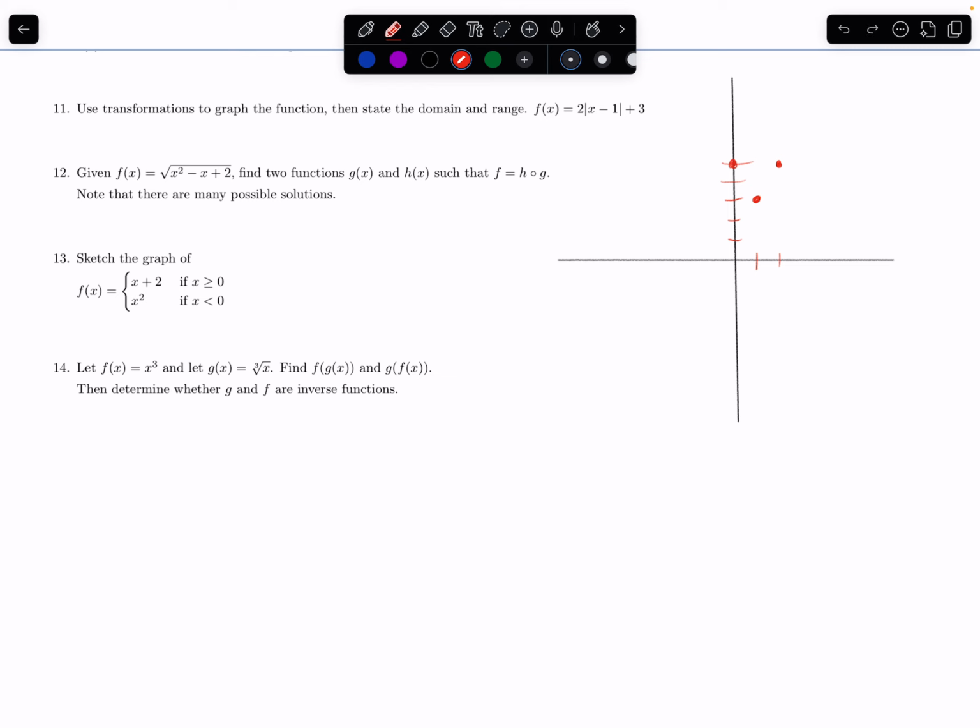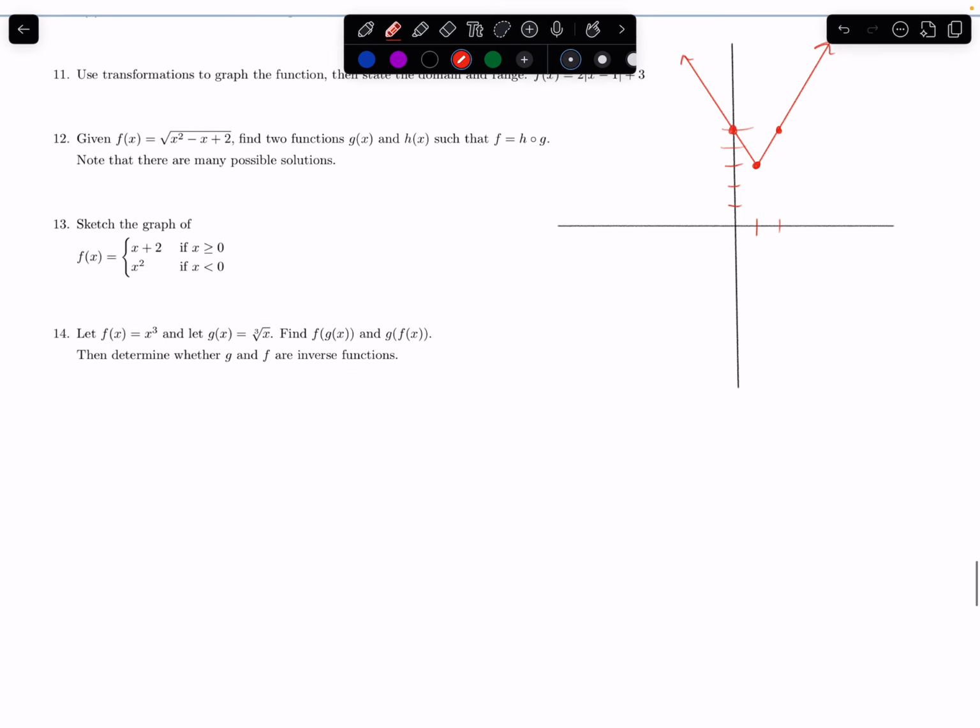Okay, not making that a straight line. Thank you. And then this side, same thing. Make it straight. Thank you. Just like that. Okay. So that's it. So we use transformations to graph it. Now state the domain and range.